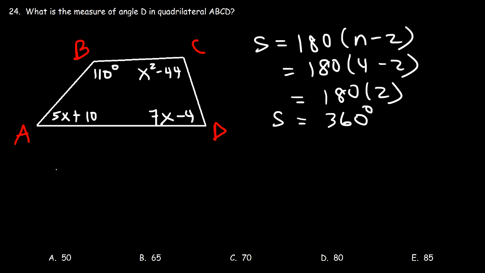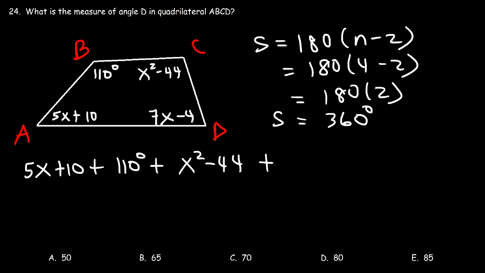So therefore, we could say that angle A, which is 5x plus 10, plus angle B, which is 110, plus the measure of angle C, that's x squared minus 44, plus the measure of angle D, which is 7x minus 4. All of that has to add to 360. So now let's calculate the value of x. So let's write this in standard form.